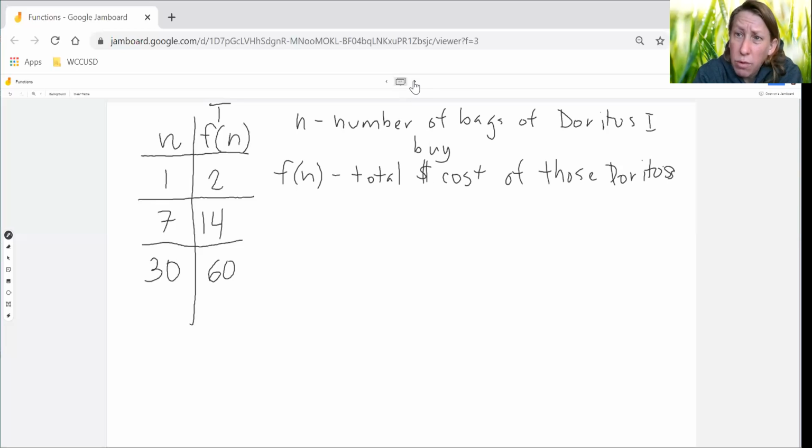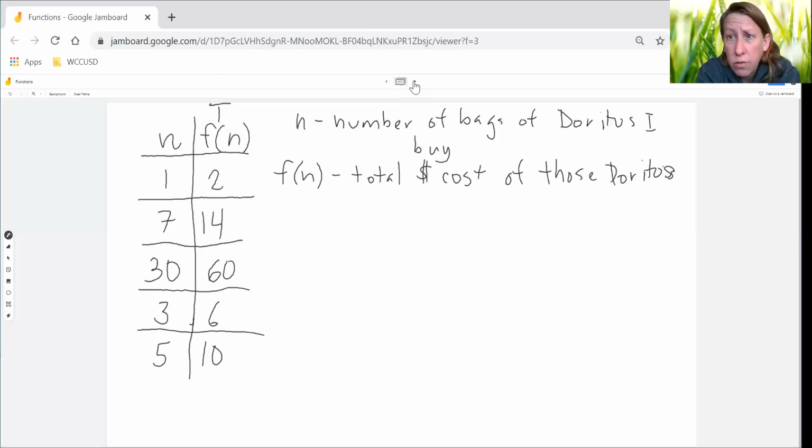Okay, how else could we represent that? We could take this table and we could turn it into a graph. For the graph, it's going to be a little bit annoying to graph 7 and 60. So what if I bought 3 bags of chips? That would cost $6. If I bought 5 bags of chips, that would cost $10.